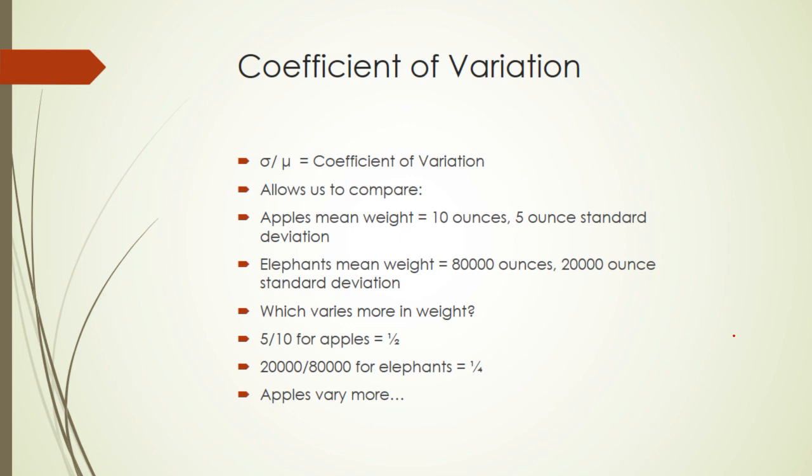Which varies more? Well, the answer is we do the math. We take the standard deviation divided by the mean, 5 over 10 for apples, 20,000 over 80,000 for elephants, and we get a half for apples and a quarter for elephants, and a half is bigger. So that says that apples vary more in weight than elephants.